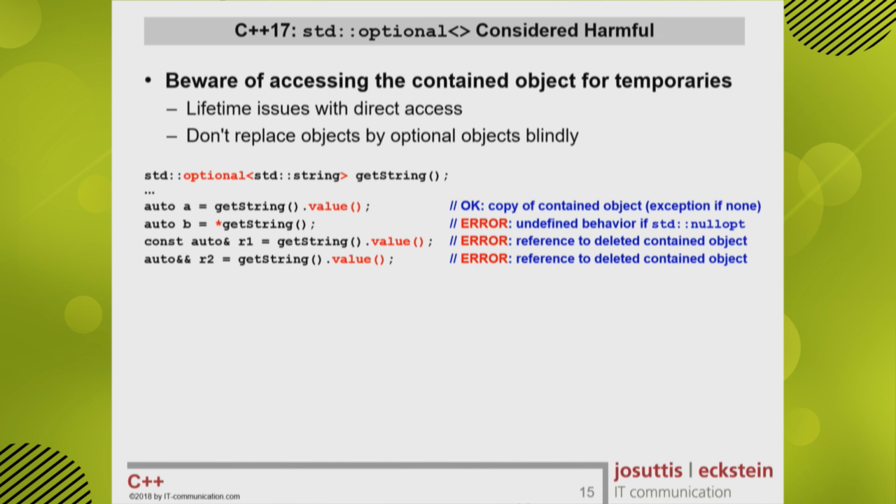Let's call getString.value and assign this to a reference. We all know that references extend the lifetime of return values, but not if something was returned by reference. And the problem is value returns the object by reference. So what you program here is that R1 and R2 refer to an object that no longer exists. They are a reference to a returned reference to an optional value that was deleted now. That will cause surprises. I'm pretty sure about it.